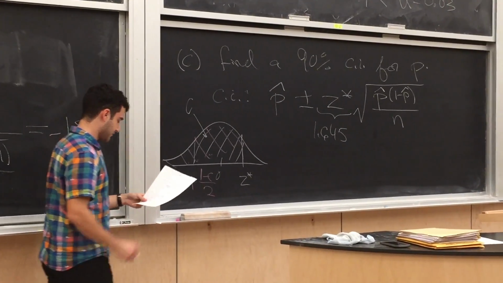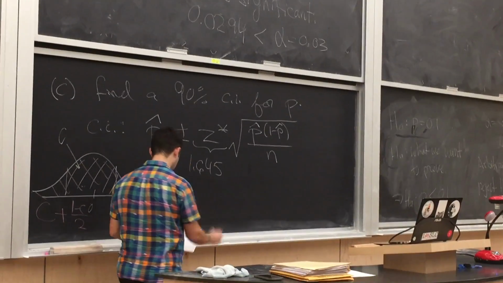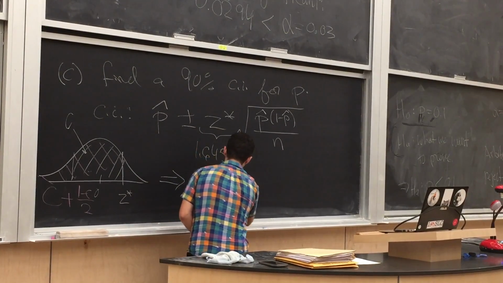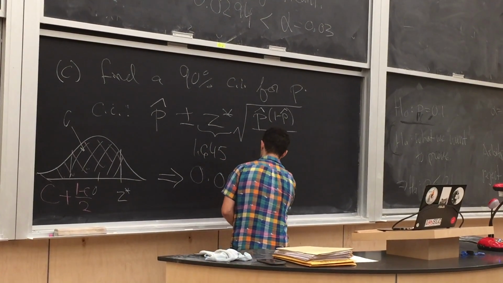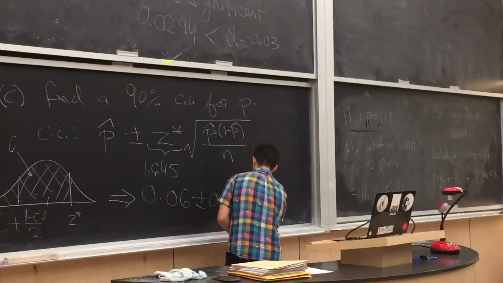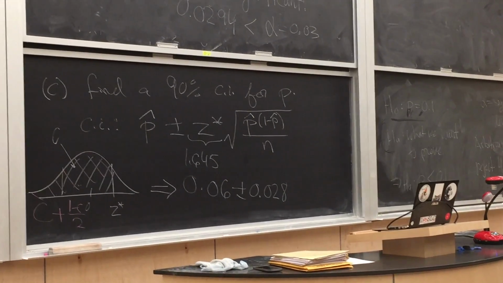And after that, you just plug in your numbers. In this case, I got 0.06 plus or minus 0.028. Okay.